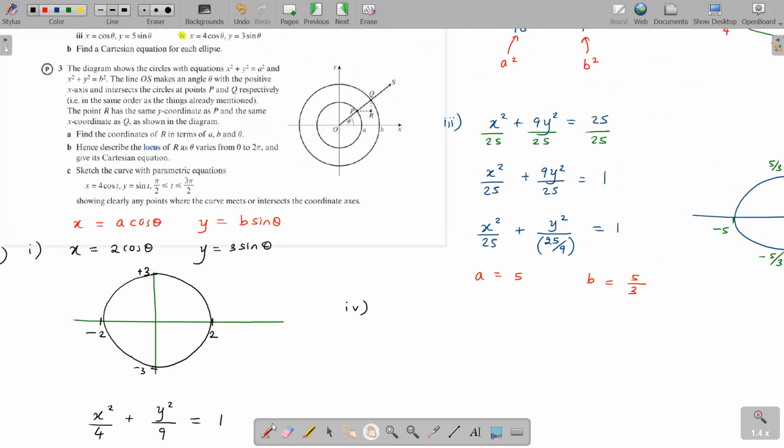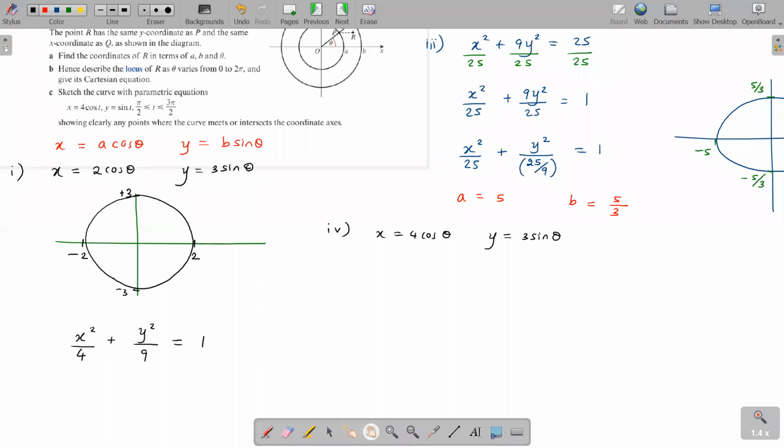Similarly, do the same thing for this one. x equals 4 cos theta, y equals 3 sin theta. So what do we get here? Write the a and b values. Then the next thing we do here is in part 4, x equals 4 cos theta, y equals 3 sin theta. So the a value is 4 and the b value is 3, right? So when you draw your ellipse, the a values are 4 and minus 4, the b values are 3 and minus 3. Is that okay?